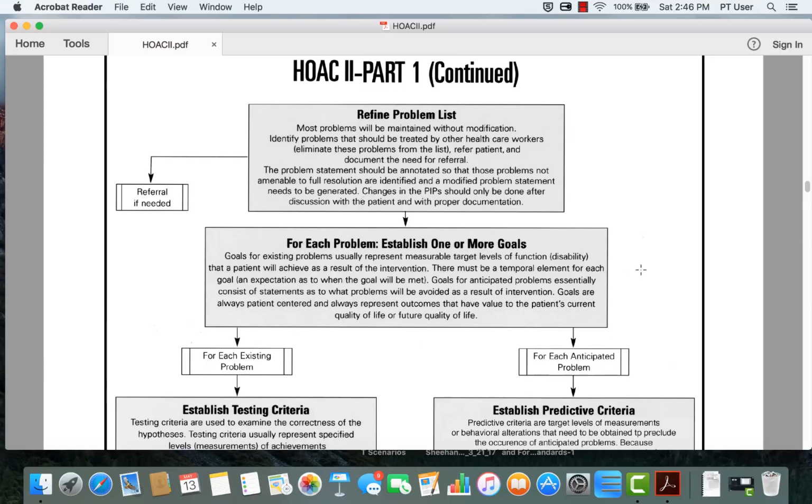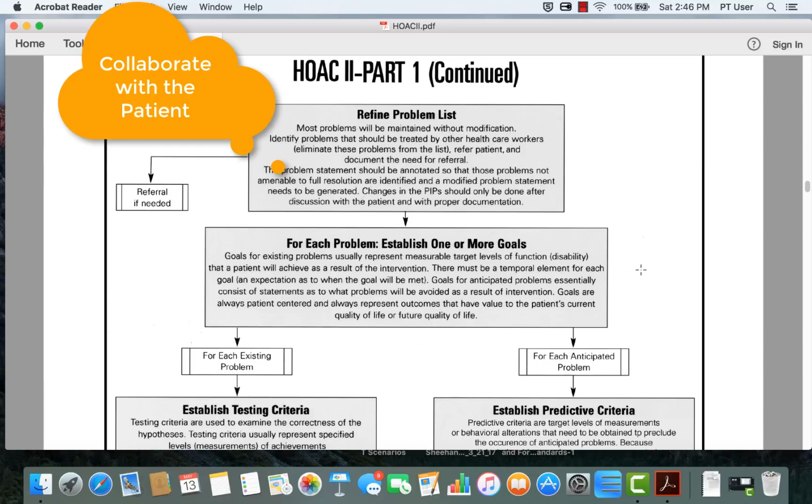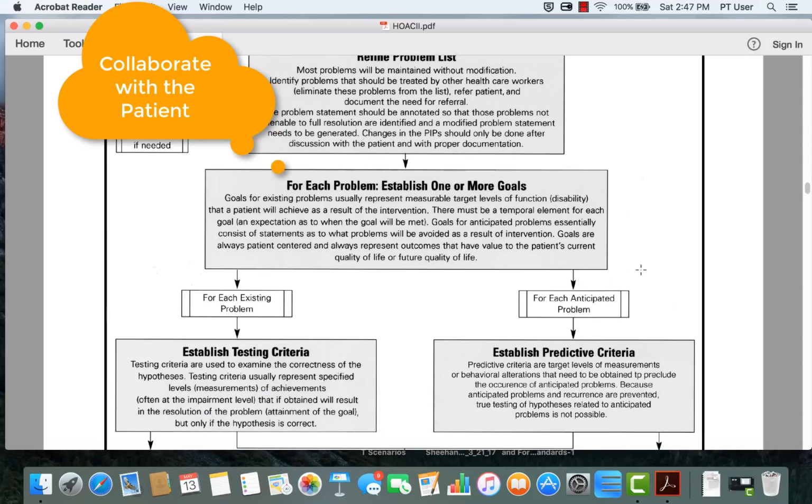So at the top of this box, a very important step, which represents another good example where this approach is patient-centered, is that prior to developing a final plan of care, you're refining your list, and you're doing that in collaboration with the patient. Okay. Next, we need to establish goals.